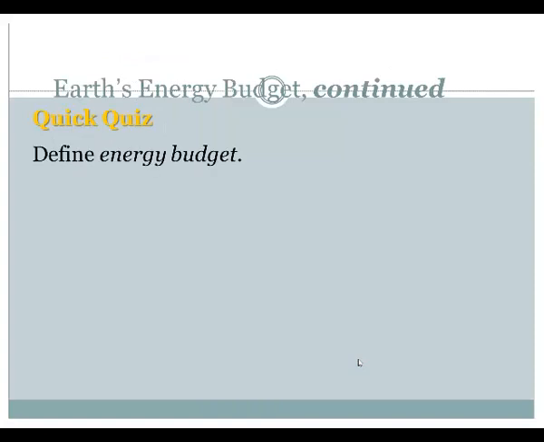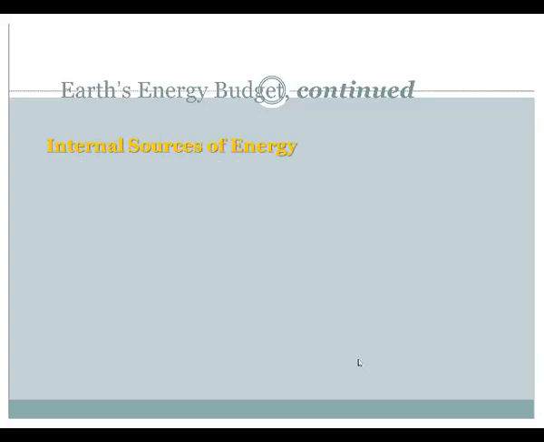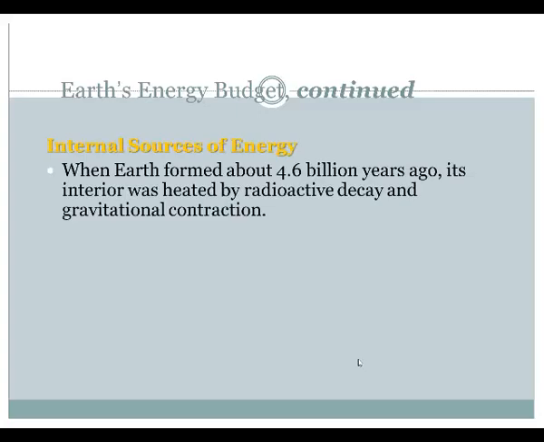So quick quiz. Define an energy budget. What is an energy budget? The amount of energy that our planet gets, and not necessarily just keeps, but gets and uses on a daily basis. Okay? So an energy budget is the total distribution of energy to, from, and between Earth's various spheres.